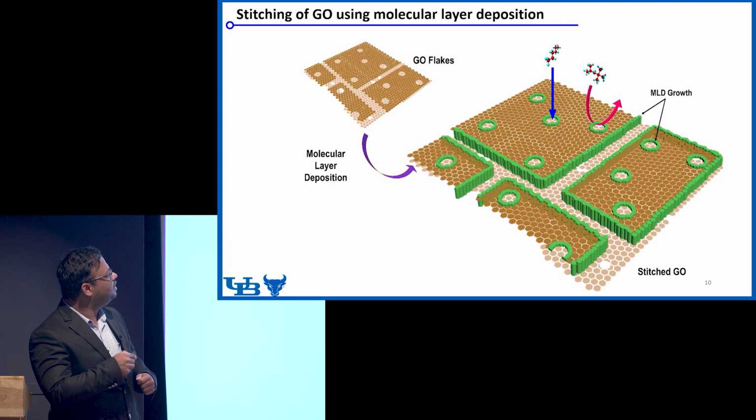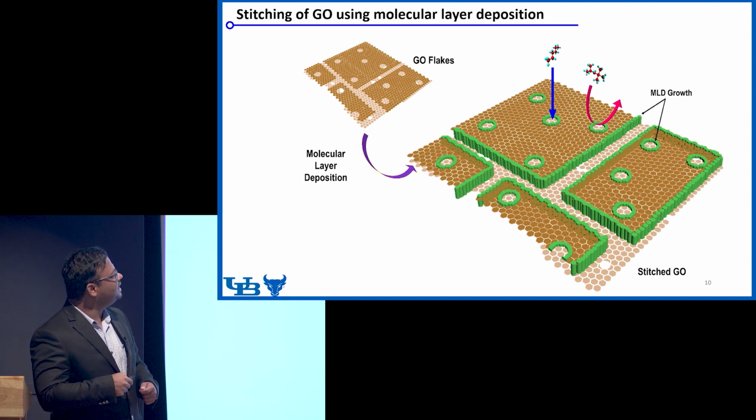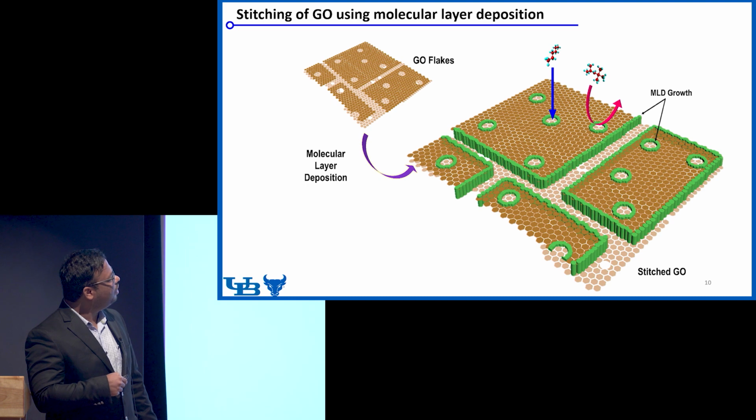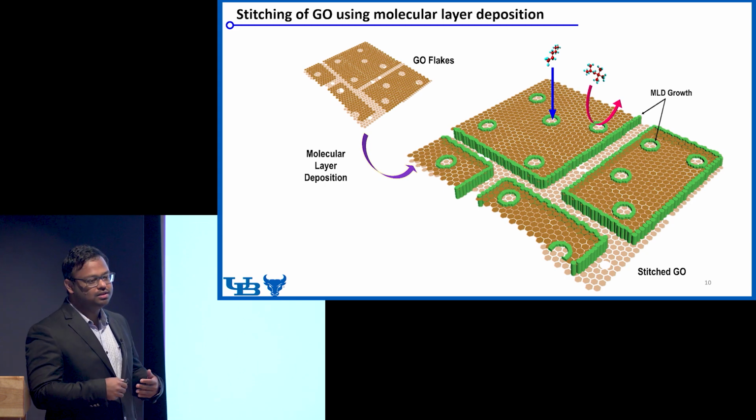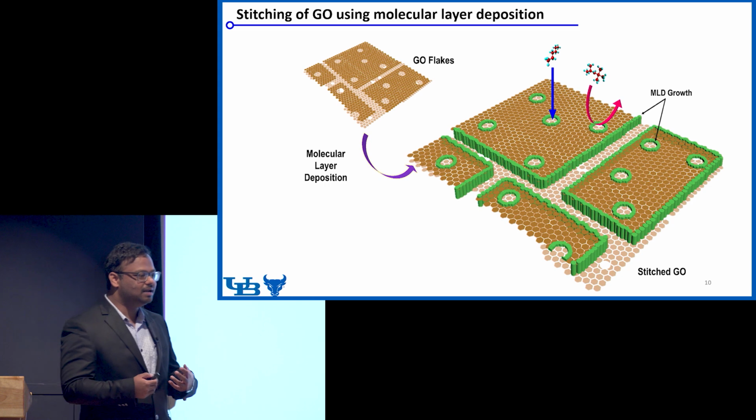So if you stack these graphene oxide flakes together, we know that graphene oxide has a high density of functional groups, like hydroxyl groups or carboxylic groups, along the edges of the flake or at the defect sites of the flake. So we chose a vapor phase chemistry called molecular layer deposition that grows on these hydroxyl groups. And this material is dense in nature.